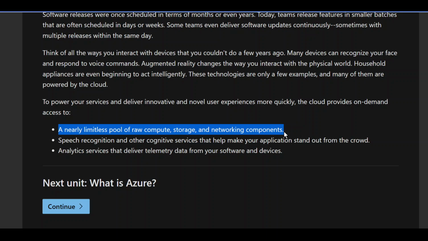Analytics services that deliver telemetry data from your software and devices. Kung hindi ka magaling na data analyst, ito ang challenge sa'yo. No? Kailangan matalo mo to. No? So, marami ding mawawalan ng trabaho dito. Mga data analyst na. Ako isang analyst lang.